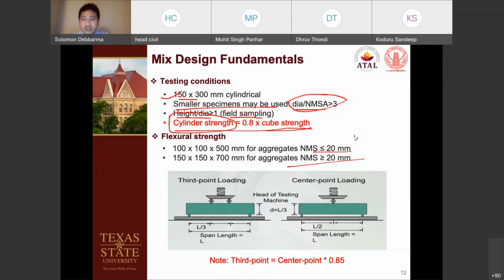So to determine the flexure strength, we can either go for the third point loading or for the center point loading, but it is recommended to go for the third point loading, because in center point loading, the failure mode will be a combination of both the shear forces and the bending moment. But in the third point loading, the failure mode is purely bending, and since concrete pavements easily fail in bending, it is recommended to go for the third point loading. But in case the third point loading test is not available, then we can determine the third point loading strength based on the center point loading, which is center point into 0.85.